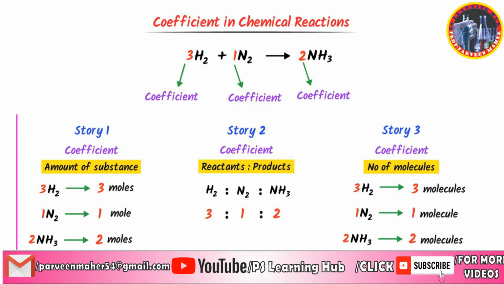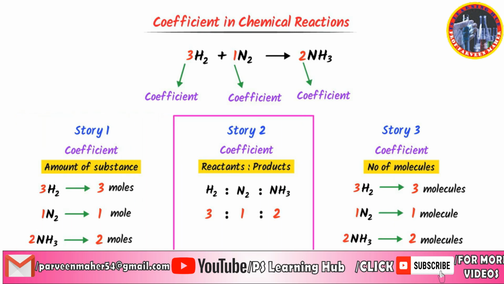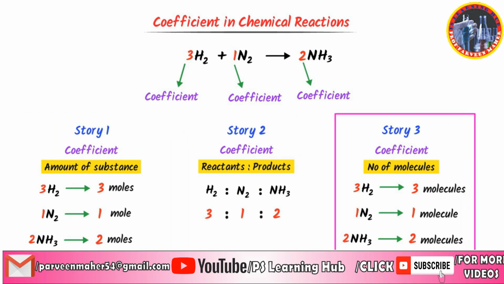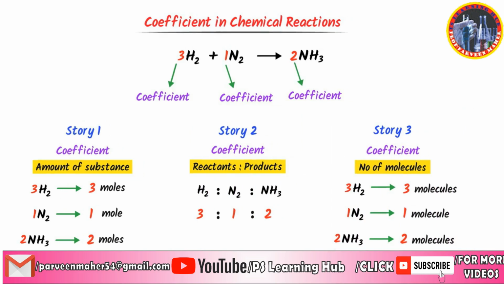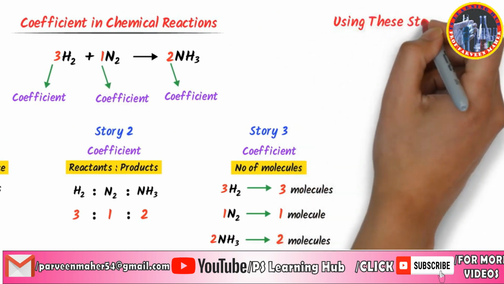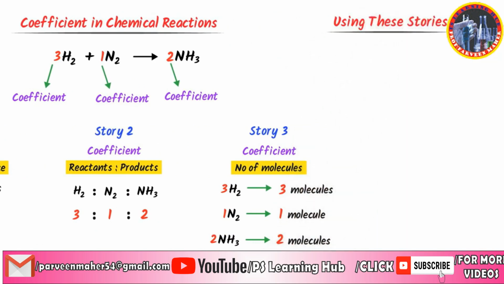Thus remember that story 1 tells that the coefficient represents the number of moles. Story 2 tells that the coefficient represents the ratio of reactants to the products. Story 3 tells that the coefficient represents the number of molecules. Now how can we use these stories to calculate the amount of reactants and products?